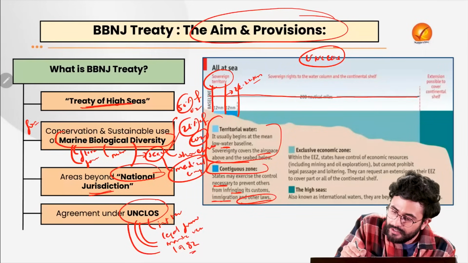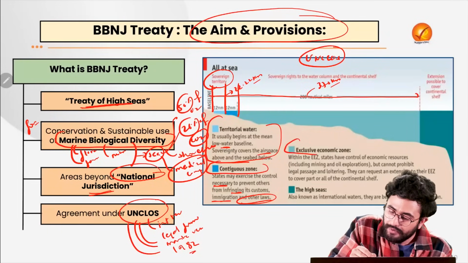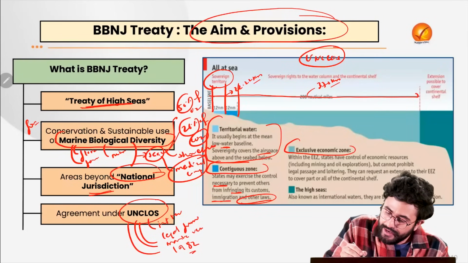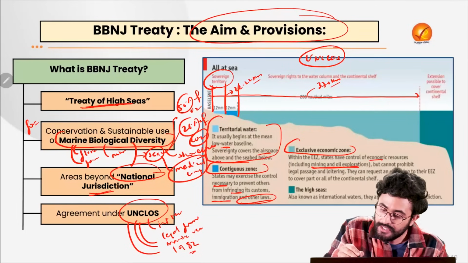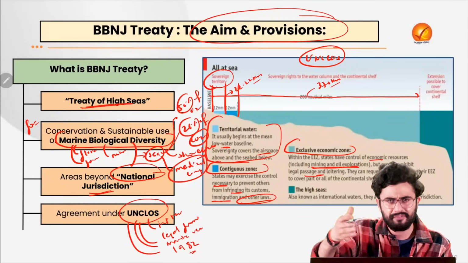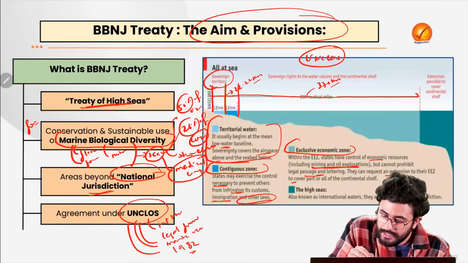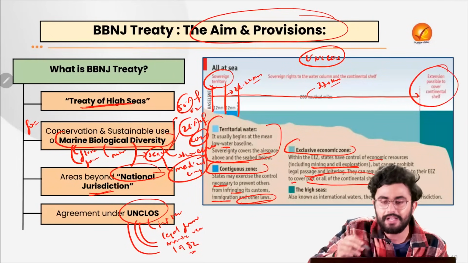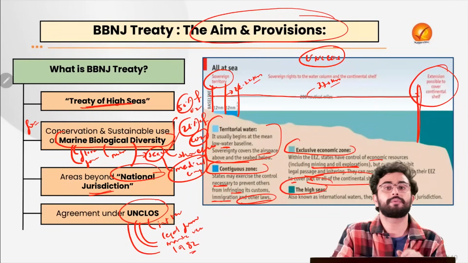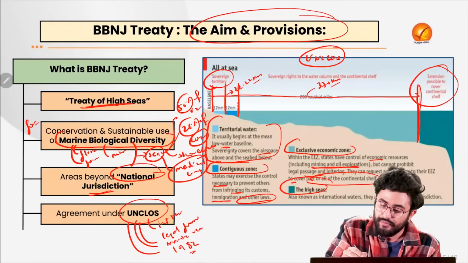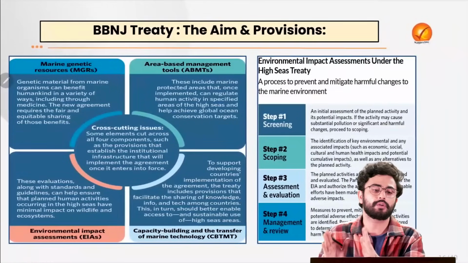From our baseline till 200 nautical miles or around 370 kilometers, we have our exclusive economic zone, where we have control over the economic resources including mining and oil exploration, but we cannot prohibit safe passage to other countries' vehicles, etc. They can request an extension of their EEZ to cover the part of the continental shelf as well. Then beyond this 200 nautical miles or 370 kilometers, what starts? The high seas, which is basically the international waters and beyond the national jurisdiction of any particular country.